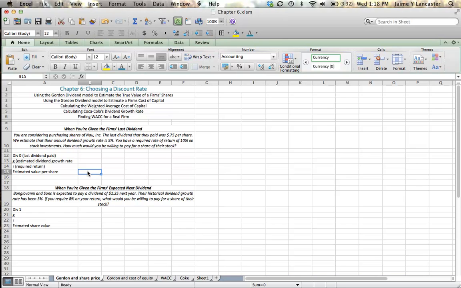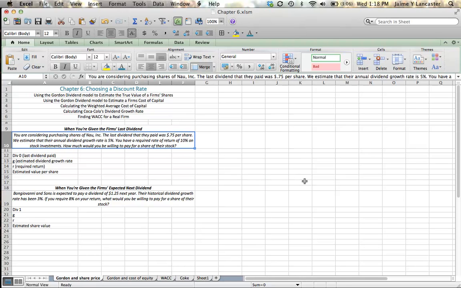So if you remember, or if you're looking at the text, the formula for calculating the share price is that the share price is equal to the dividend last paid multiplied by 1 plus the growth rate divided by the required return, or the cost of equity, minus the growth rate. So if I illustrate two examples, it should make it more clear. So here's our first example.